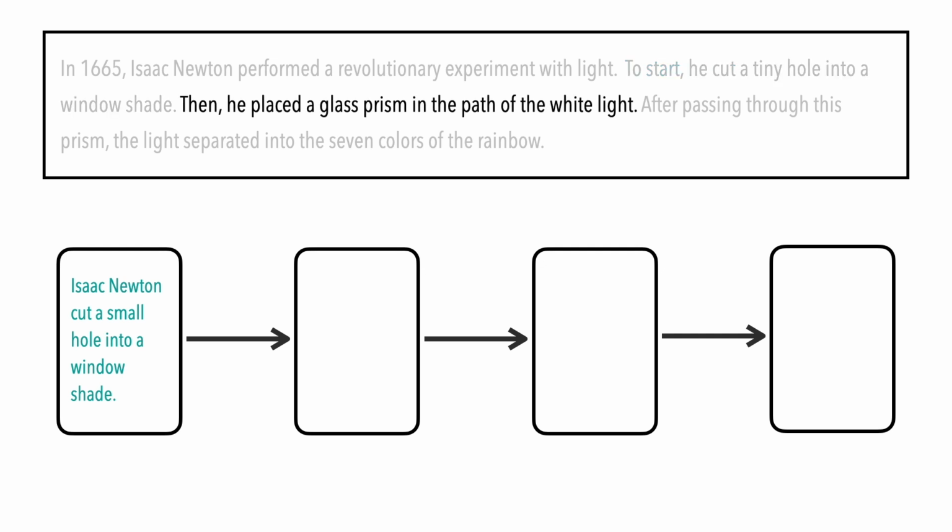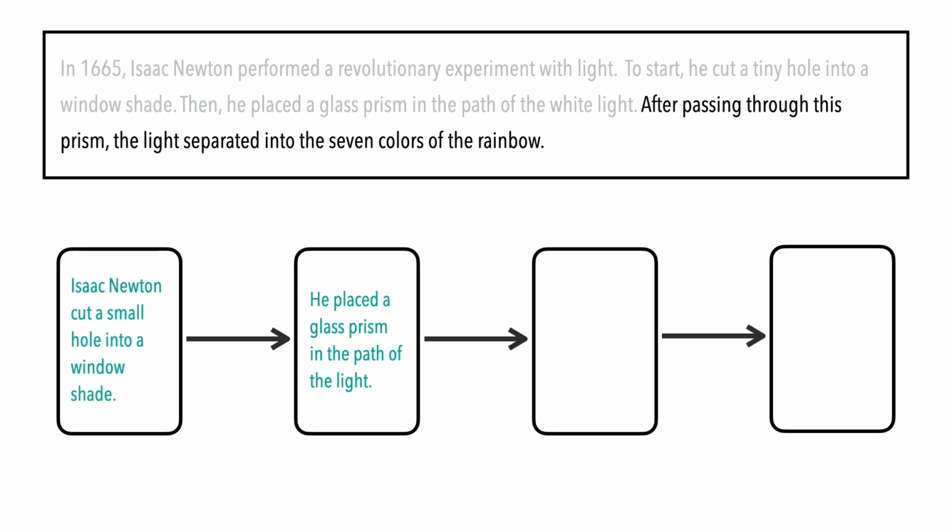Then he placed a glass prism in the path of the white light. Okay, here's another signal word, then. So his next step was placing the glass prism in the path of the white light. We're moving right through this flowchart. Let's see what the final steps are.